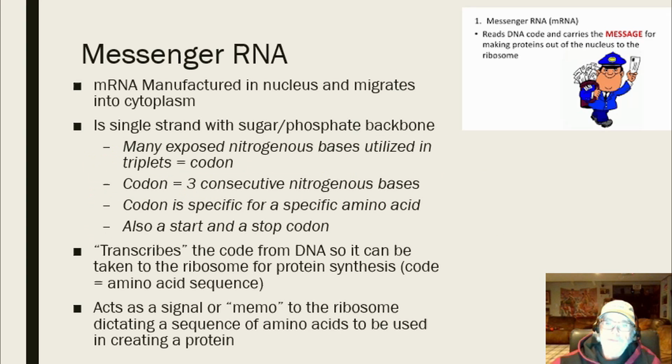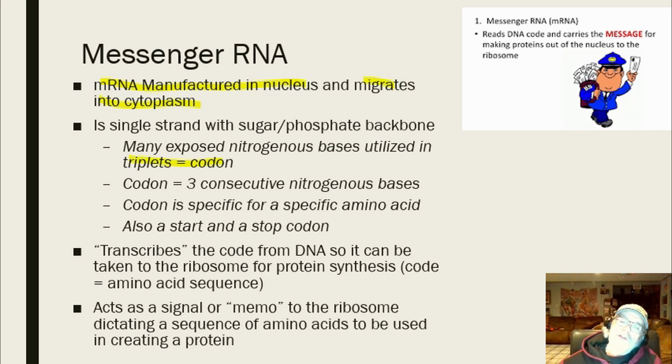Let's talk about that. First of all, let's talk about messenger RNA. Messenger RNA is manufactured in the nucleus and then migrates into the cytoplasm. Okay, it's like all other RNA. It's a single strand, sugar phosphate backbone, the ribose backbone with phosphate. Okay, it has many exposed nitrogenous bases, which are in triplets.